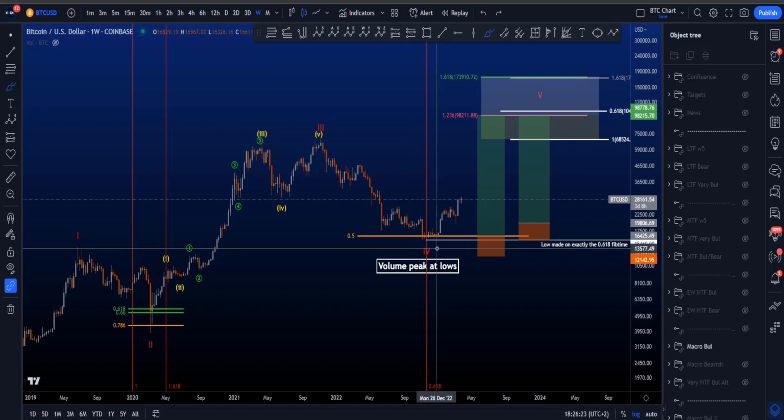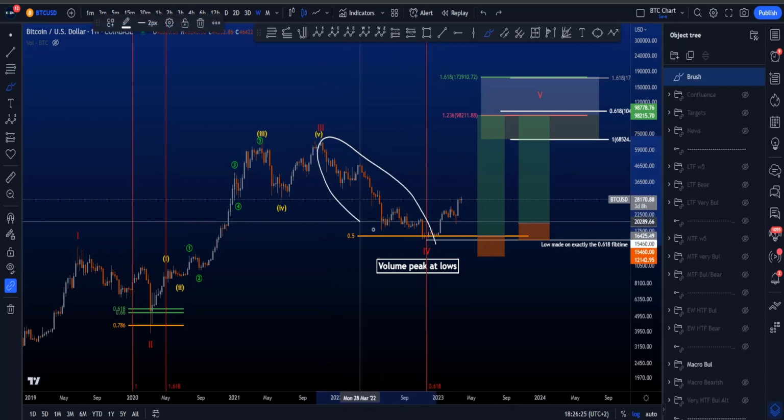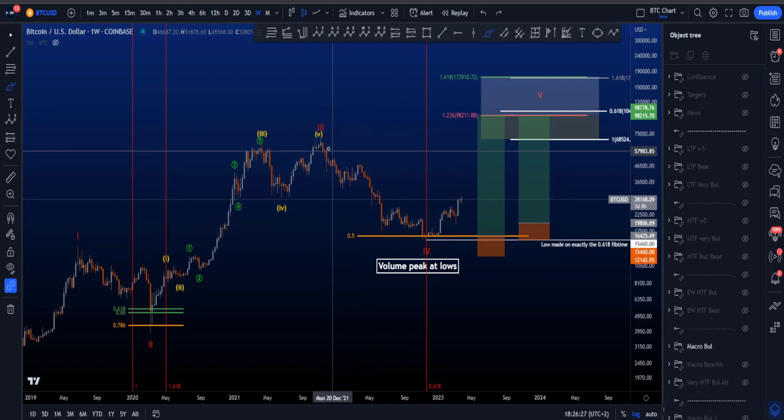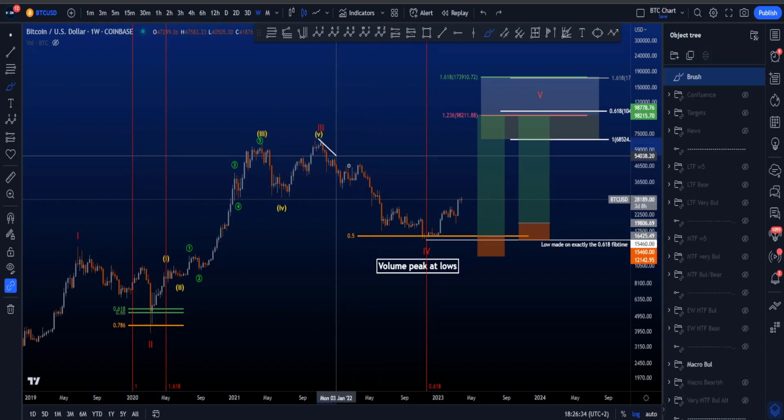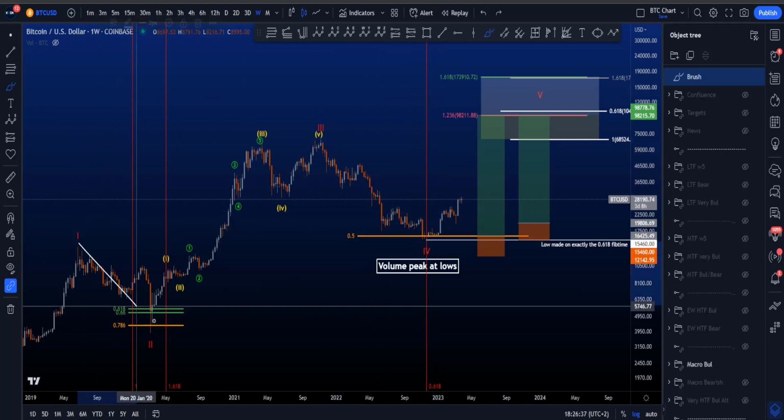The main reason this is my preferred scenario has to do with this wave 4 over here. This wave 4 is nice and long in time compared to this wave 2, because usually and by far most commonly wave 4 takes more time to form than a wave 2.